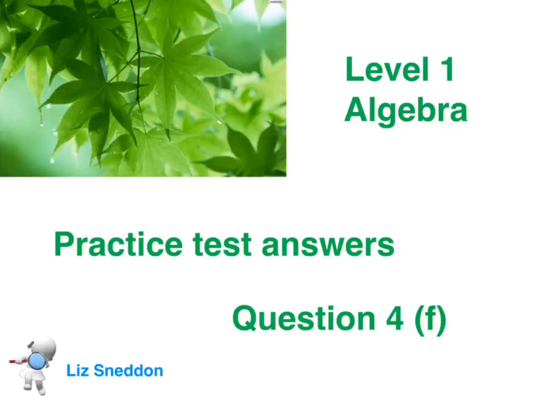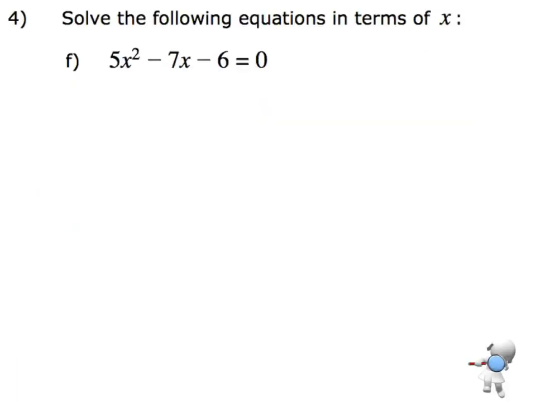Here's the answer to question 4F. So we want to solve this equation here. And what I notice is I've got a quadratic expression, and I've got a quadratic where the coefficient of x squared is not 1. So that means there's a particular process that I need to go through.